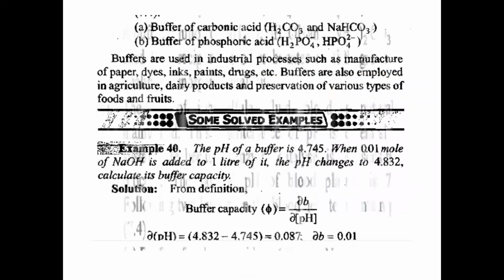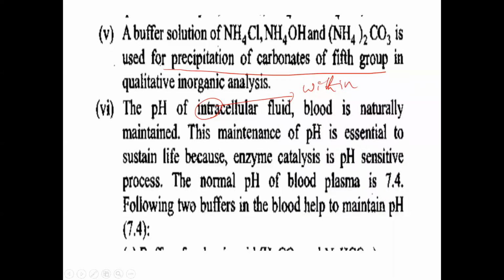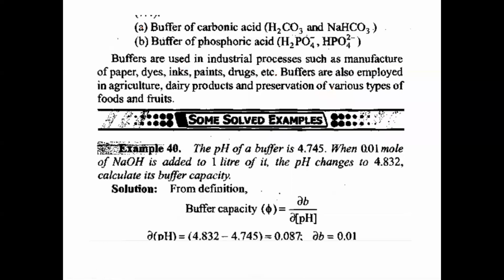And also we have to understand that there are two types of buffers. The following two buffers in the blood help to maintain pH value. The pH of blood is to be maintained at what exactly? 7.4. Exactly at 7.4, the pH of blood should be maintained. To maintain the pH of blood at 7.4, how many buffers will be helpful here? Two buffers. First one, check it here: buffer of carbonic acid, H2CO3, and NaHCO3.